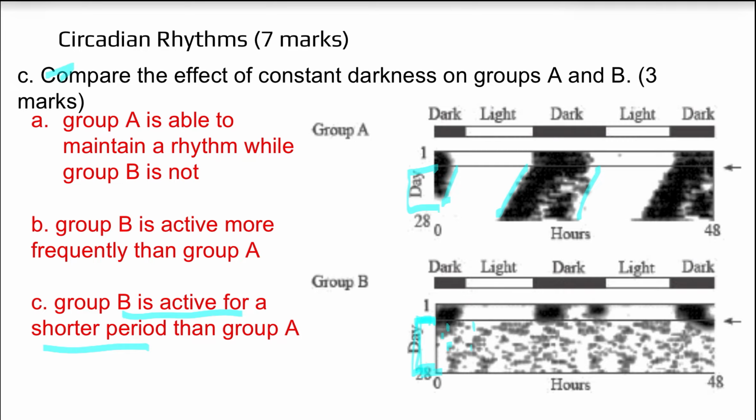Now when we talk about compare, with the new syllabus comes compare and contrast. So you have to give 1 point for similarity as well, as this question is taken from the previous syllabus. So you have to have the similarity as well. If we look at this one, for the similarity, you can say that they show both an active and a rest pattern in both cases, group A and group B.